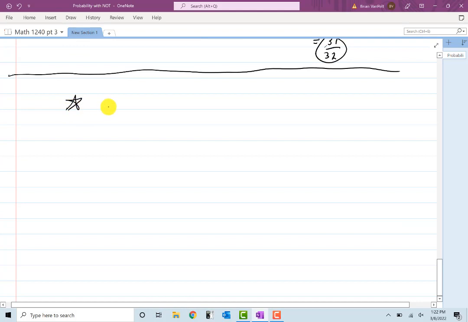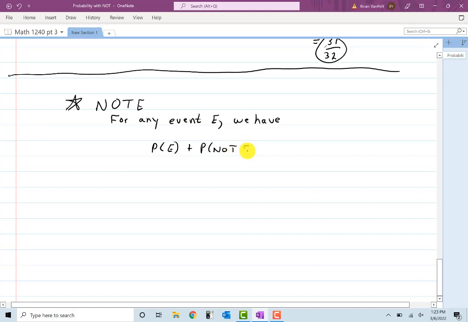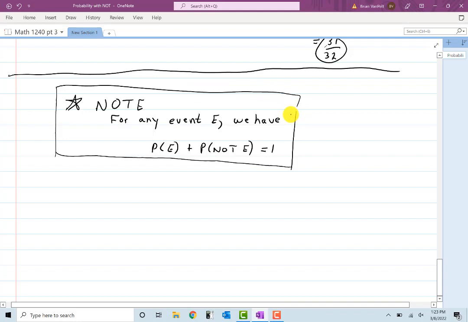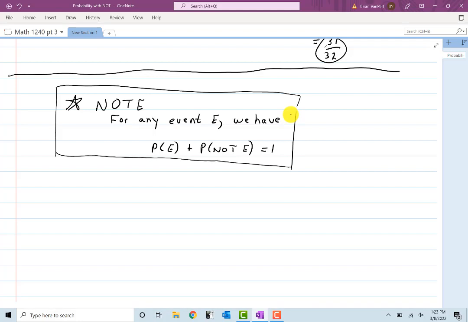Let me make a big note here. I don't know if I've specified it or not. For any event, we have the probability of E plus the probability of not E equals 1, so that we can use this formula as long as any kind of event that we use, we can also describe the event of it not happening.